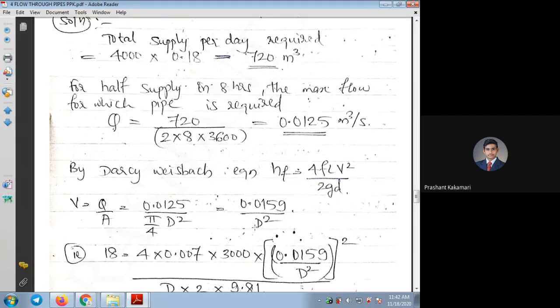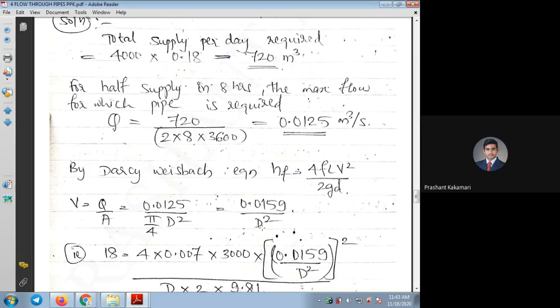Because in the Darcy-Weisbach equation, we have 4FLV²/2gD, where F and L can be known, D is not known. And if it is kept in velocity itself, I cannot find velocity and diameter both in the same equation. So to simplify that, if you can recall the continuity equation, because the discharge or the flow rate is given, I can convert this velocity in terms of diameter. So this is 0.0159 divided by d square.